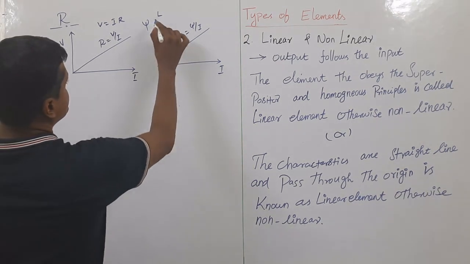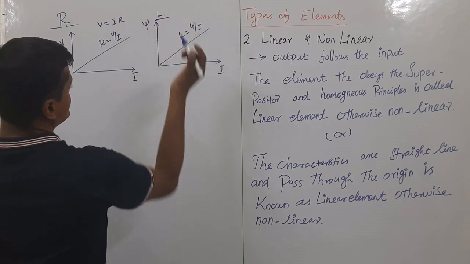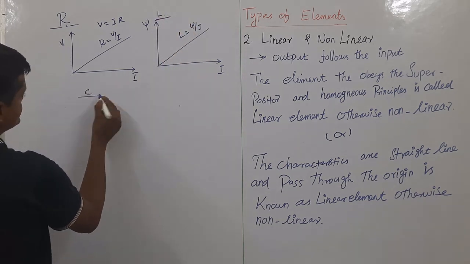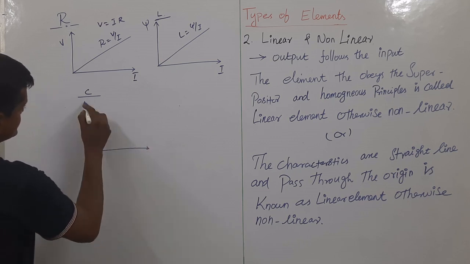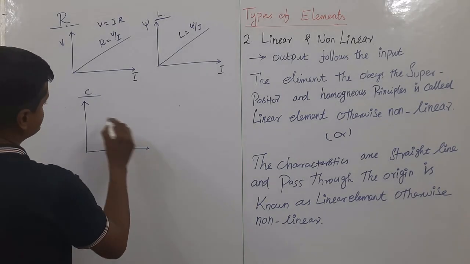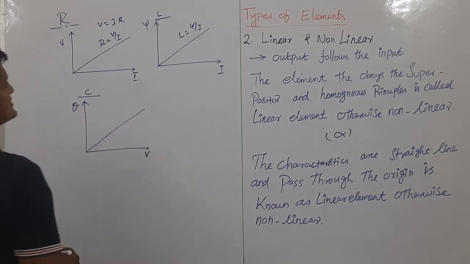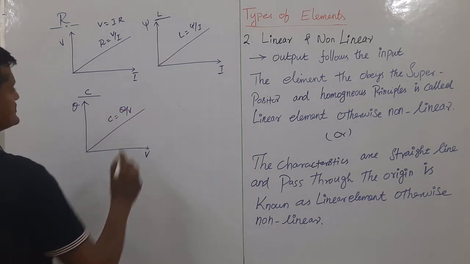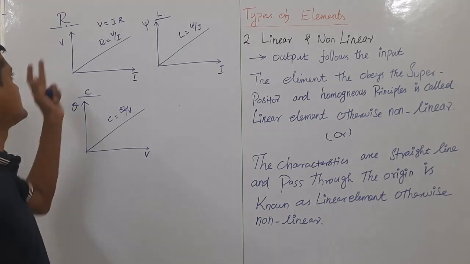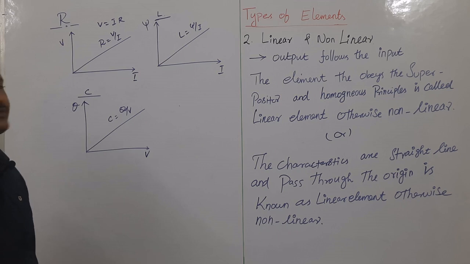Also, this is for an inductor, and you can draw it for a capacitor. For the capacitor, we are drawing charge and voltage, that is C, capacitance. Capacitance equal to charge divided by voltage. So the characteristics are linear. So these characteristics are linear characteristics.